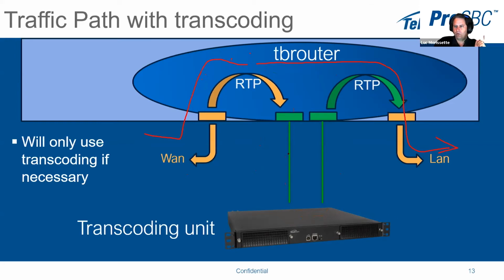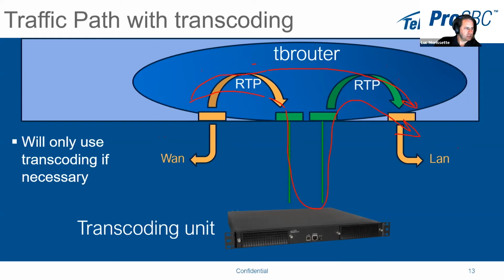So if there is an SBC without transcoding, does it bypass the RTP? The answer is no. Whether there is transcoding or no transcoding, it will always pass the traffic through TB router or through the transcoding device like this, unless you configure it differently. You have to say, I want to force media bypass on this network access point.